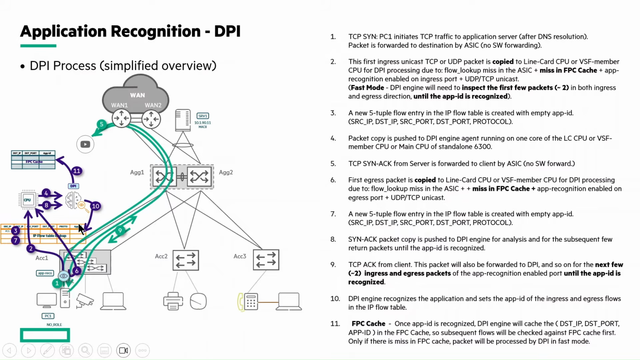So following the application recognition, the DPA engine will cache the destination IP, destination port, and app ID in the FPC cache, ensuring that further flows are first verified against the FPC cache, and the packet will only be processed by the DPA engine in the fast mode if there is a miss in the FPC cache. So any further packets coming in the same application flow will first be checked with the FPC cache. If there is a match in the FPC cache, it will be utilized rather than forwarding all the packets to the DPA engine for processing.